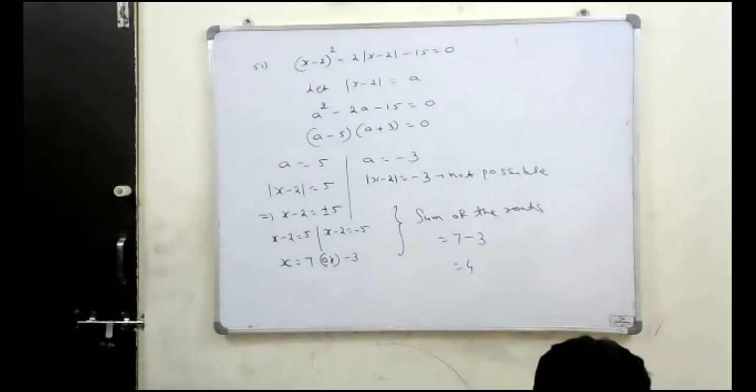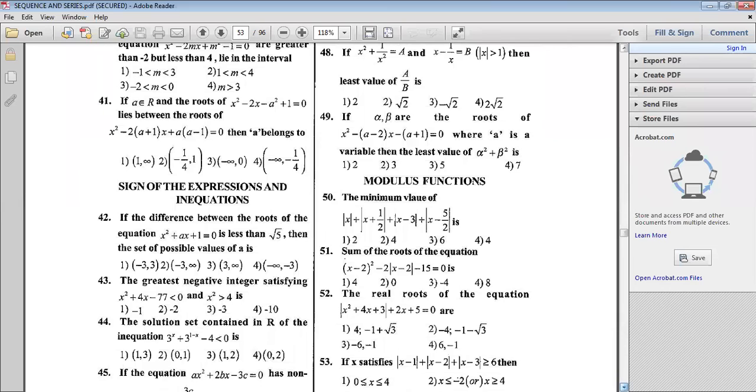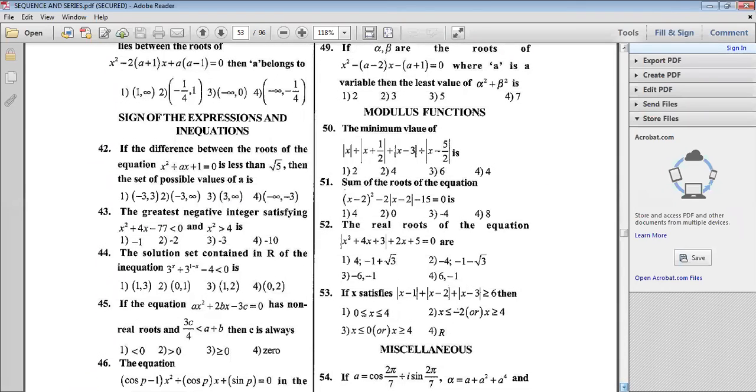Okay. Let's look at the next problem. This is the 52nd problem. What are the real roots of that equation? Whenever they directly ask about the roots, we can check from the options. But generally in the examination they will not ask for the real roots. They will ask the sum of the roots or product of the roots, etc. In certain cases you compulsorily have to solve that problem.